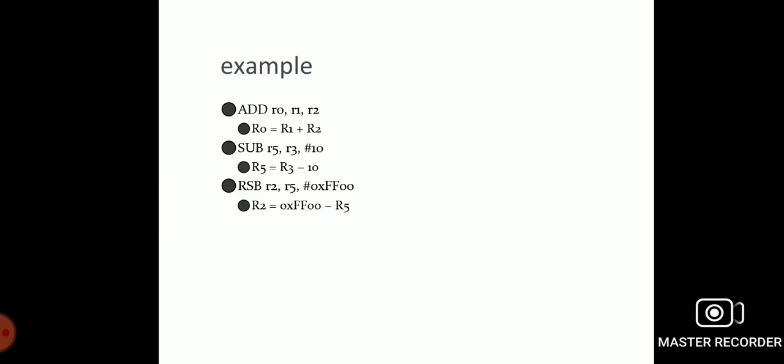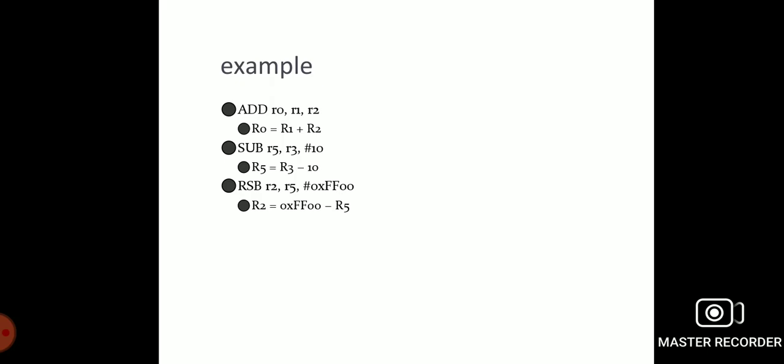Next, we can see the example of ADD R0, R1, R2. The R0 is equal to the addition of R1 plus R2. Next, the arithmetic instruction SUB R5, R3, #10. So the R5 is a register; you can subtract the R3 data minus 10. It's a clock frequency, clock period or value of data in the R2.